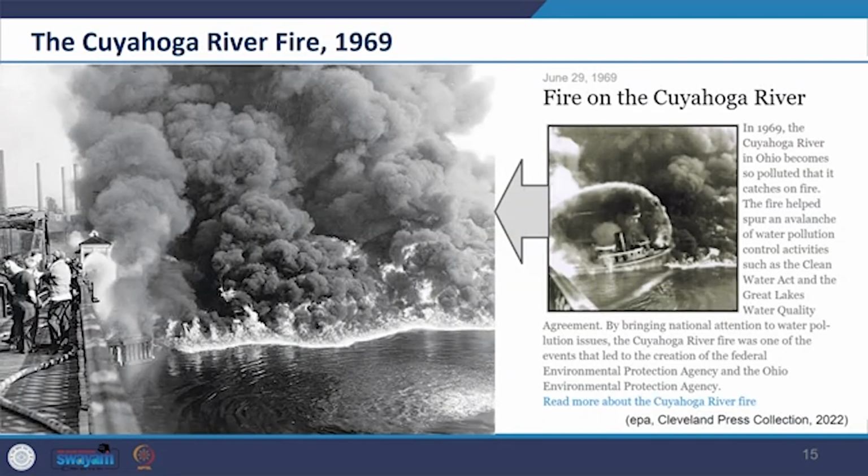Then there was a fire incident on the Cayuga River in Ohio. The river in Ohio became so polluted that it caught fire. The fire set off an avalanche of response. Following this, water pollution control activities such as the Clean Water Act and the Great Lakes Water Quality Agreement were aligned with the entire process. So these led to increasing concerns in USA. The result of that was the formation of the US National Environmental Policy Act, NEPA, of 1969.